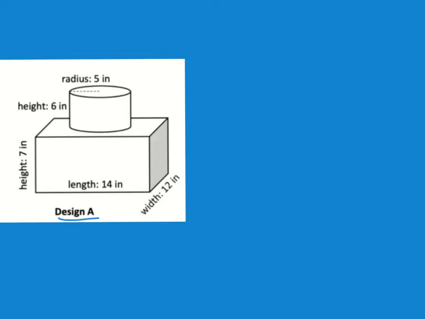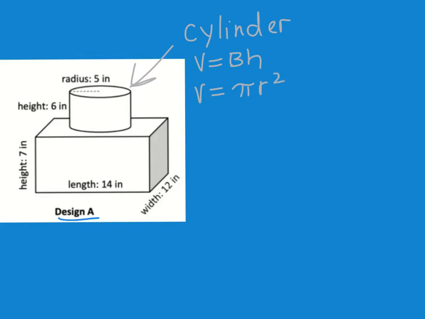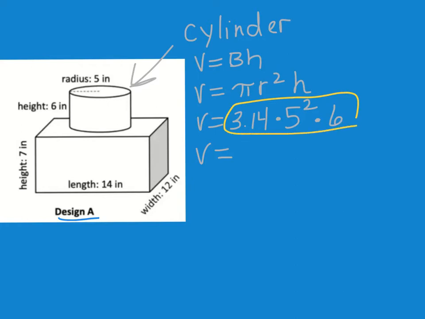So how do you find the volume of the total design for design A? Use your reference sheet. We have a cylinder and a rectangular prism. So to find the volume of the cylinder first, our formula is the area of the base times the height. And the area of the base is the circle, which is pi r squared. And then we times that by the height. So then we go through, well, pi we're going to use 3.14 times the radius, 5 squared, times the height, which is 6. So then we would get our calculator and we would multiply all that together.